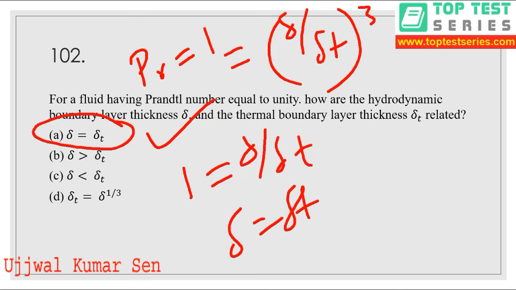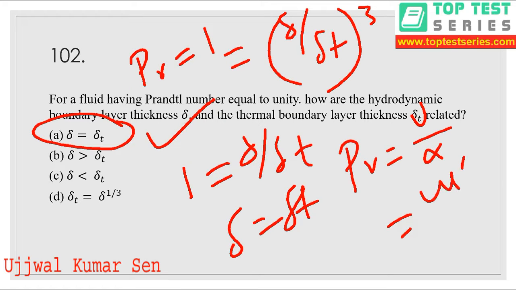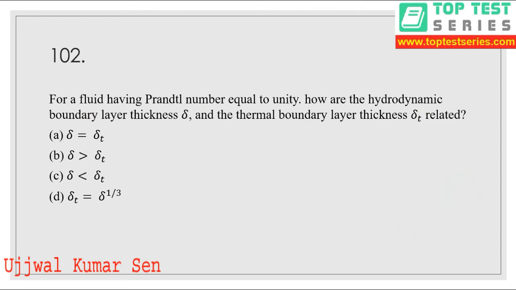One more thing I wanted to share with you. Prandtl number is equal to nu by alpha, which is equal to mu Cp by K. Right. So you need to also remember these formulas because I have seen these formulas are also useful for solving questions.